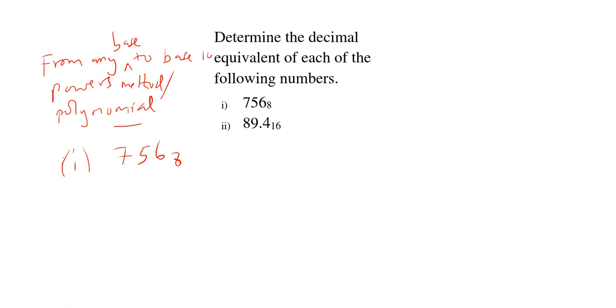And I have said from any base to base 10, we use the powers method or the polynomial. This is what I mean by the powers method. If it is a whole number, for example, this is a whole number, we have no decimal points. You have to indicate the positional powers of every digit. So you count from right to left. So at this point where we have 6, we have 0, you count from 0, then we follow with 1, 2, and so on.